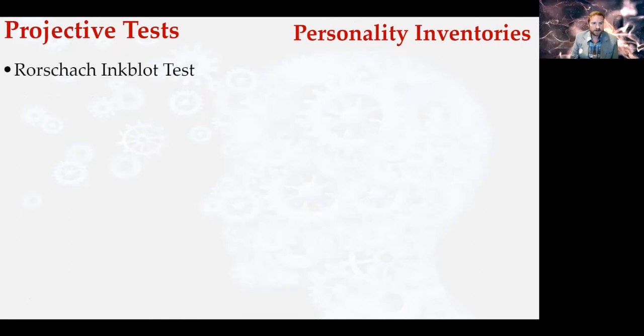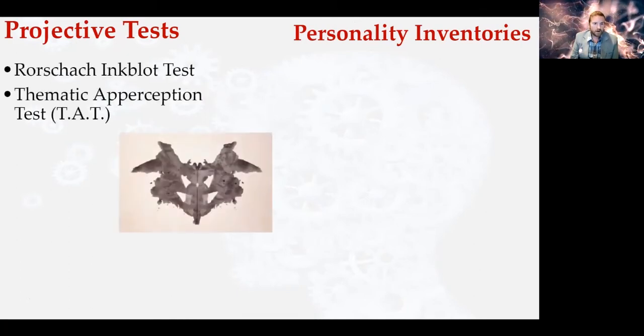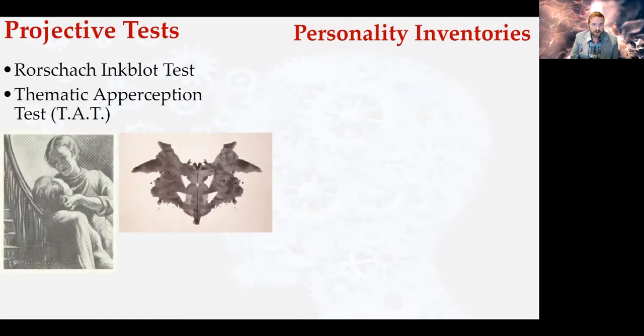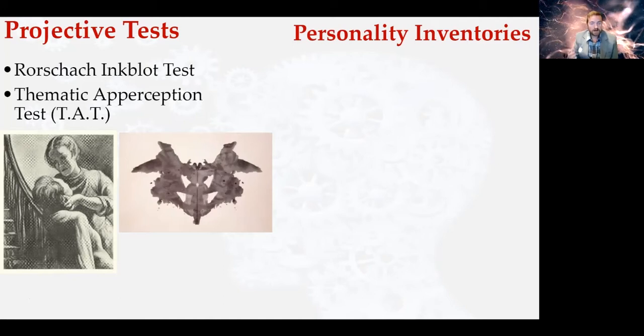A projective test versus a personality inventory. Projective tests are things like the Rorschach inkblot test or the Thematic Apperception Test. So these tests basically give you a stimulus, you look at them, and then your unconscious mind projects itself onto these images. That's sort of the idea here.